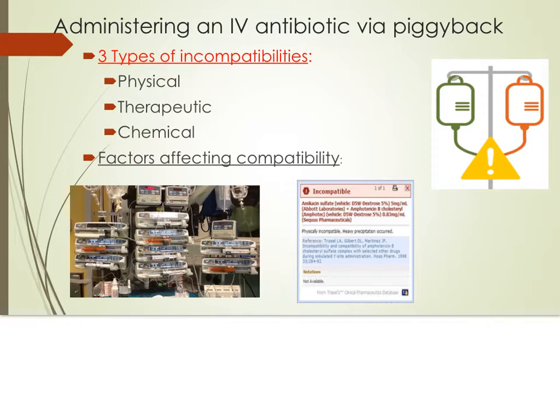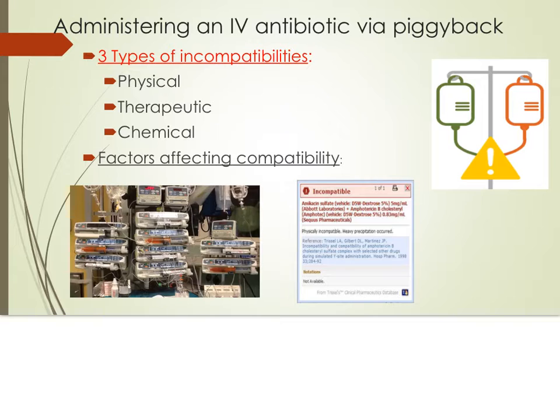There are 3 different types of incompatibilities: physical, therapeutic, and chemical. A physical incompatibility refers to a visible reaction that occurs, such as changes in color, haziness, turbidity, precipitate formation, and gas formation. The most common type of physical incompatibility is precipitate formation. To prevent physical incompatibility, always flush the infusion device with normal saline before and after each medication administration. Never administer a drug that forms a precipitate.